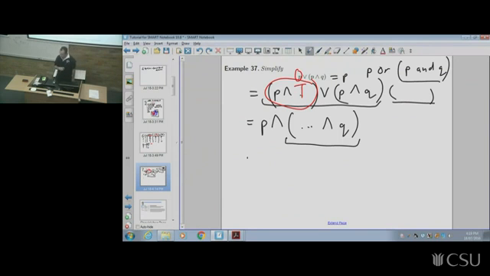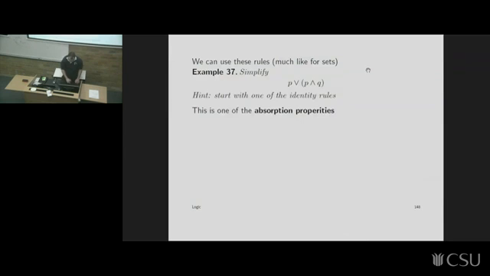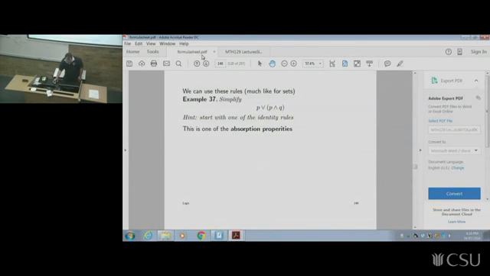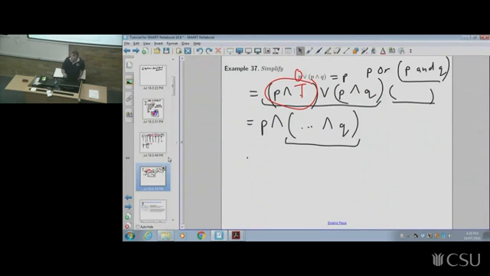And what result is that? Well, we did it a second ago. So P and true equals P. One of them is just listed there, you just find the name. That's one of the identity rules. So now you know what most of the rules are, you just need to look at the names when you need them. So that's the identity rule.